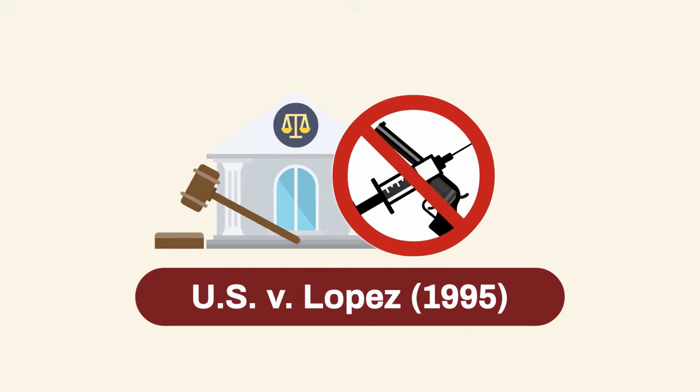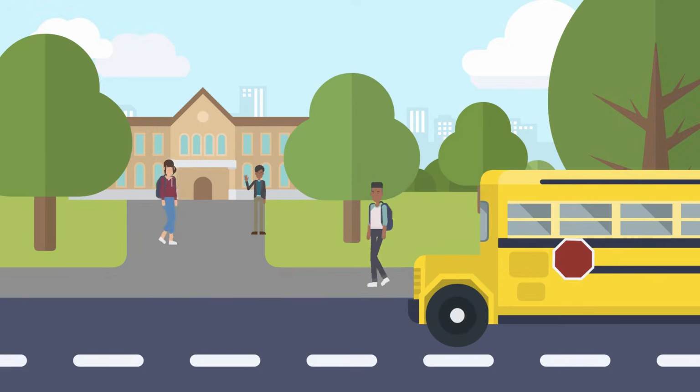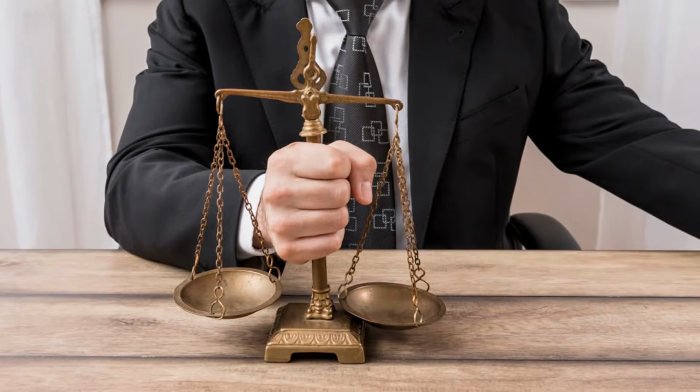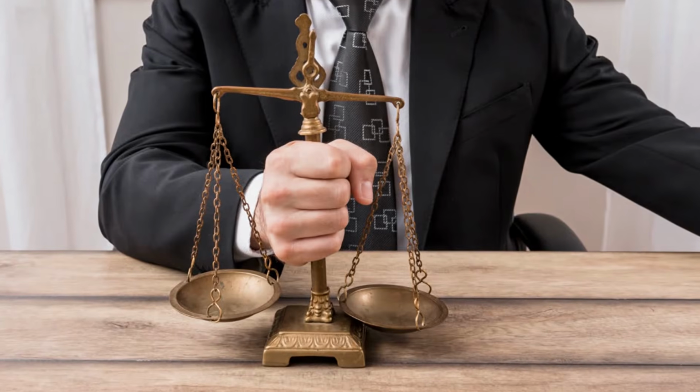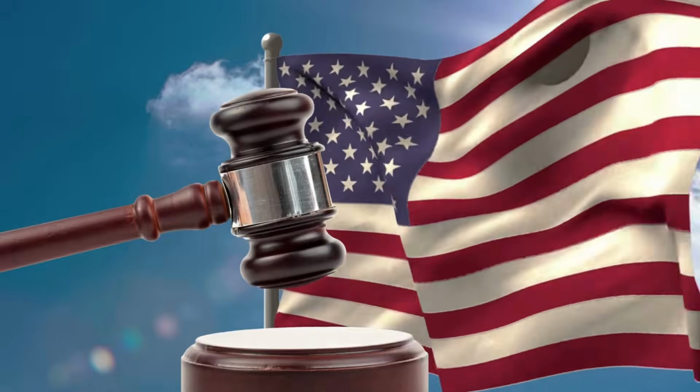U.S. v. Lopez, 1995. Congress passed a law banning guns near schools, but the court said that exceeded its power under the Commerce Clause. This case limited federal power and emphasized state authority.